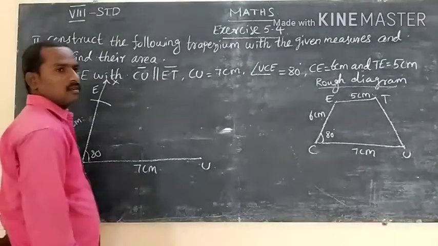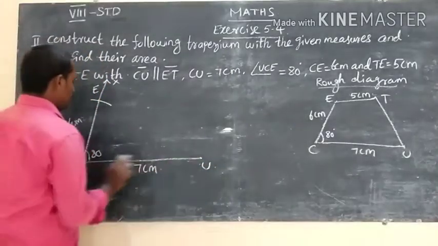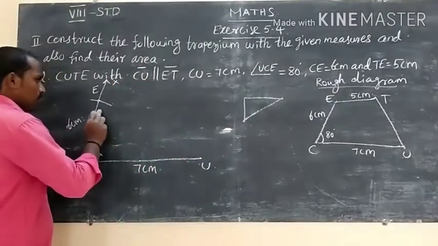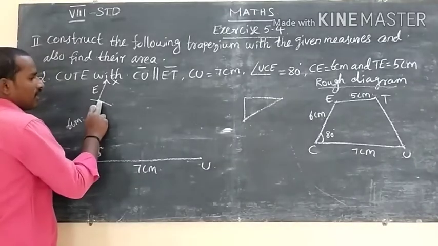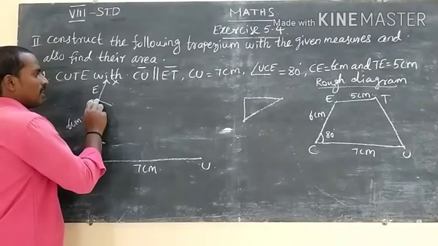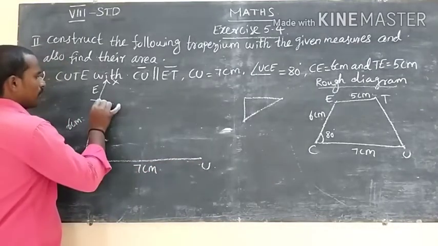Next, take your set square, fit it on the line CU. Take your set square on this line. Here, put the corner at E. Then draw the line EY parallel to CU.